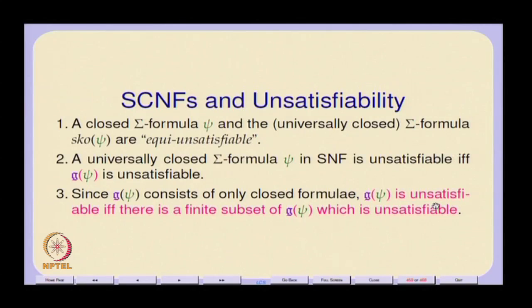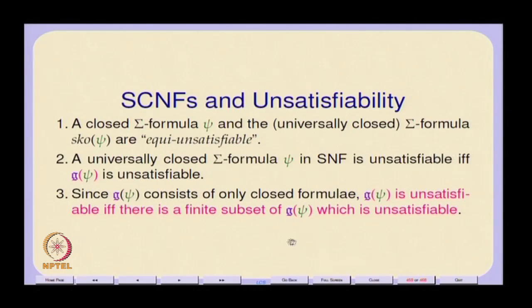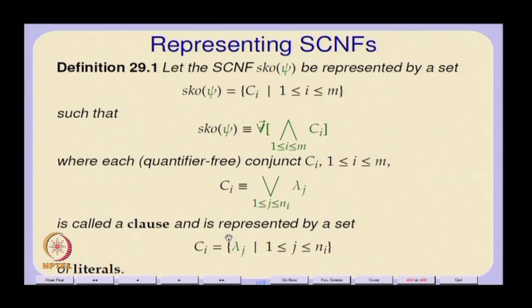In order to actually show logical validity or logical consequence of some statement from some other statement. Okay. So, let us look at Skolem conjunctive normal forms.